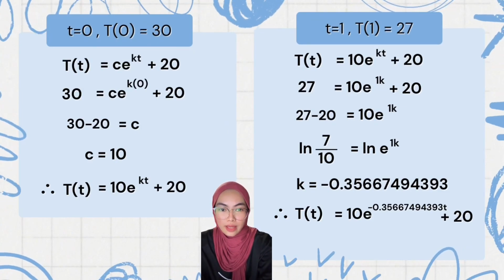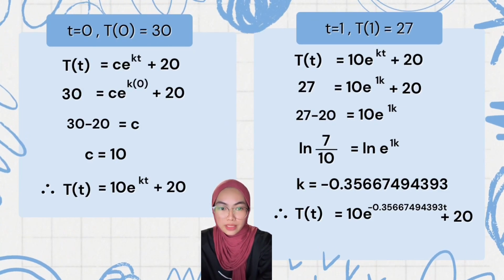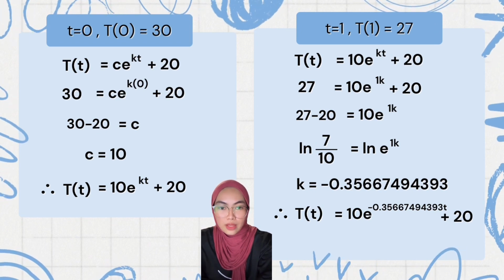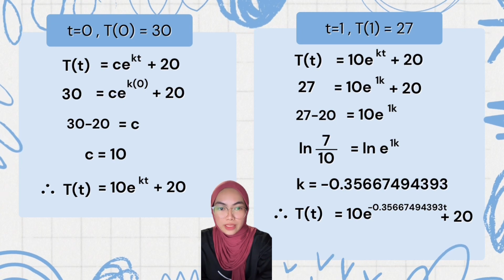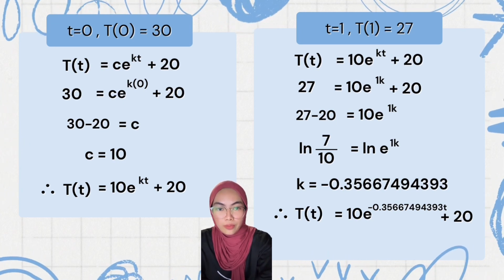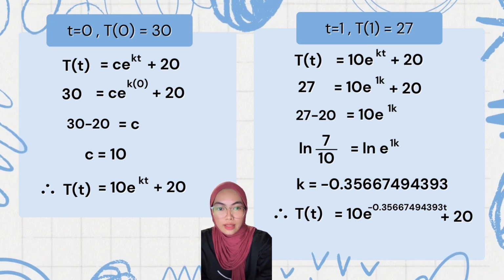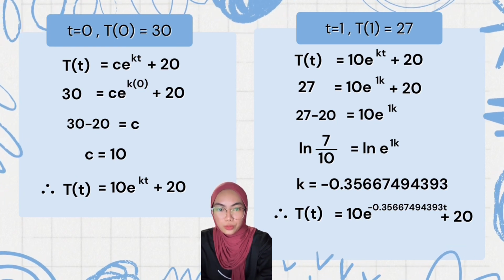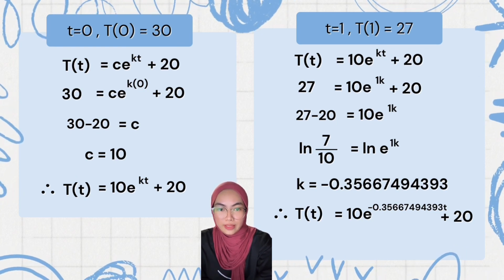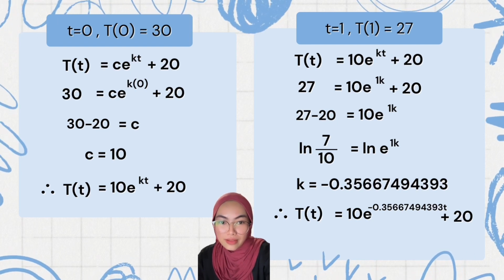Now we need to find the value of C. From the question, we have our next information, which is when the time is 0, the temperature of the body was 30. So we replace T of t with 30, and the time t with 0. That is how we get our value of C, which is 10. This is our second equation, which is T of t equal to 10 e to the power of kt plus 20.